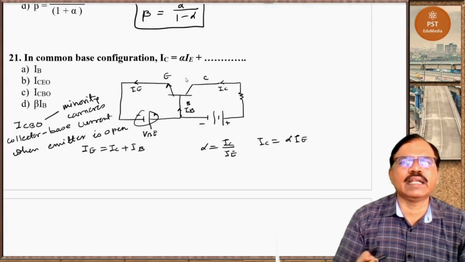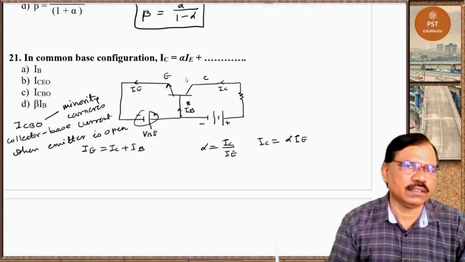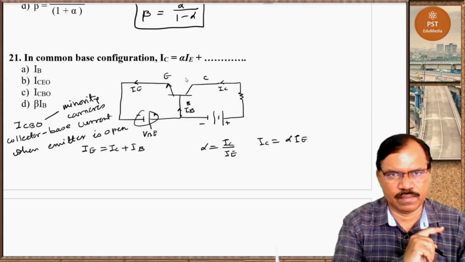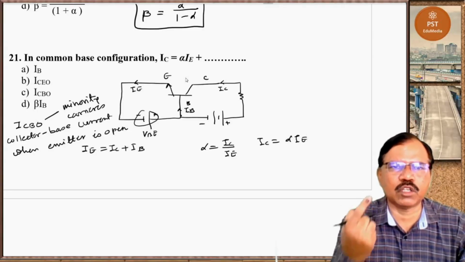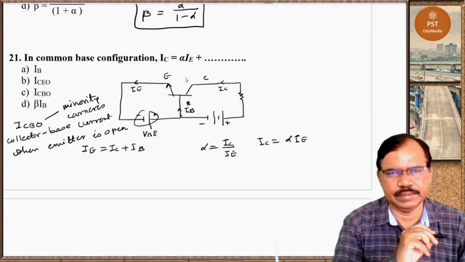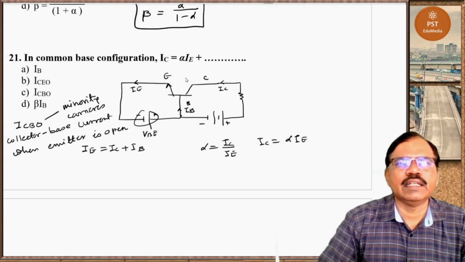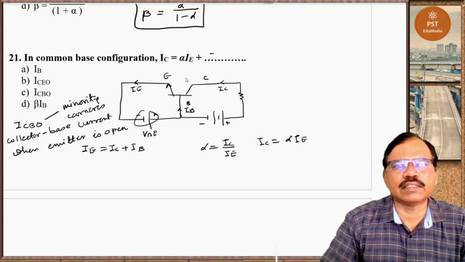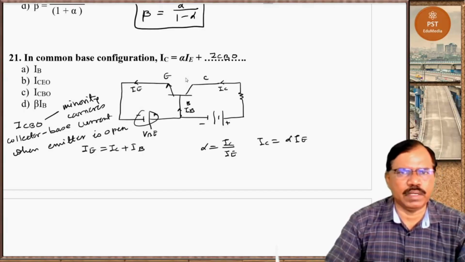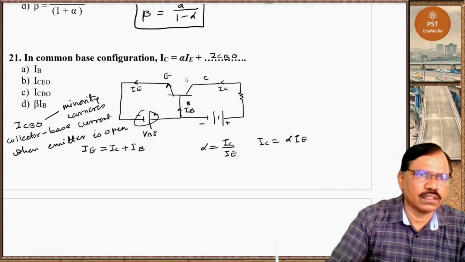Though the base collector junction is reverse biased, it is forward biased for minority carriers, because it is reverse biased for majority carriers. So that current we get. So IC is equal to alpha IE plus ICBO, that is the collector base current when the emitter is open. So here the answer is C.